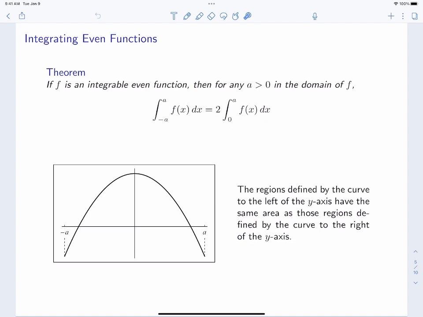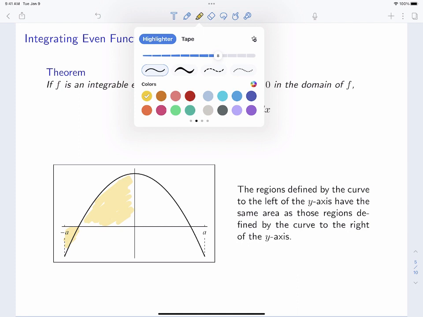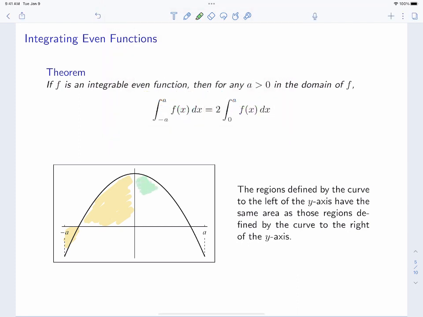We can see that graphically if you look at some randomly selected even function. You have a graph that looks something like this, which is symmetric about the y-axis. The regions defined by the curve to the left of the y-axis have the same area as those regions defined by the curve to the right of the y-axis. Let's just look at what we mean here. So if we look to the left of the y-axis, there's a region here defined by the curve and the x-axis, and there's also a little region over here. Now these correspond to regions on the right side of the y-axis. There's one here and one here.